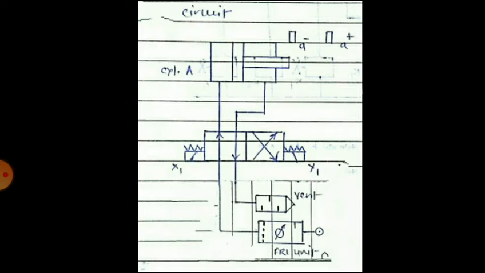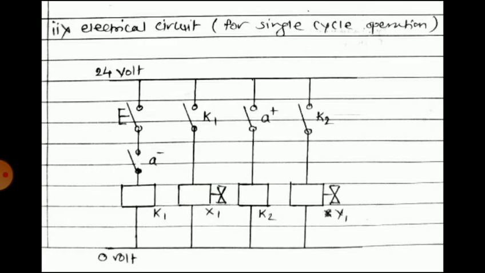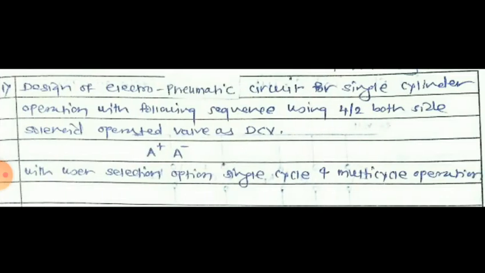Now the sequence given is A plus A minus. So you can see in the problem the sequence given is A plus A minus. A plus means forward stroke of cylinder A and A minus means return stroke of cylinder A.